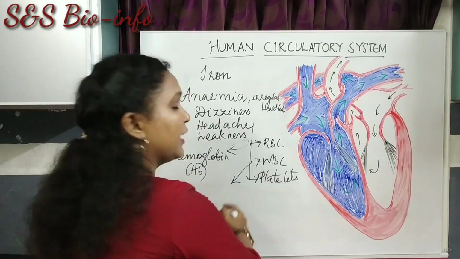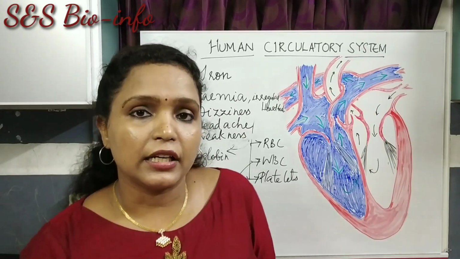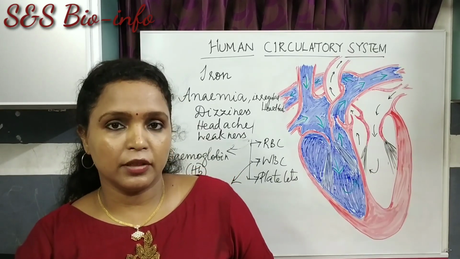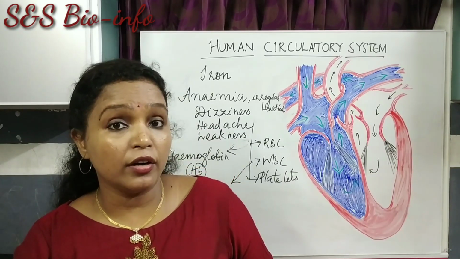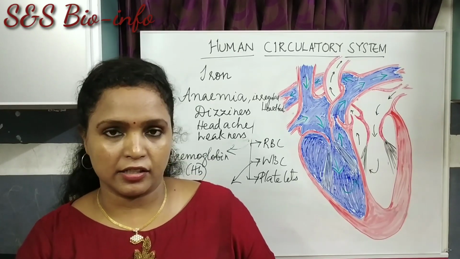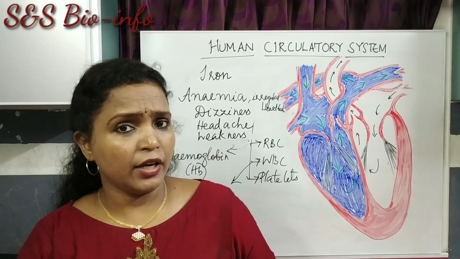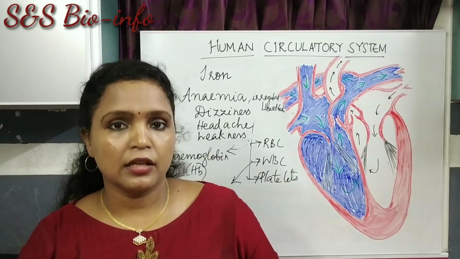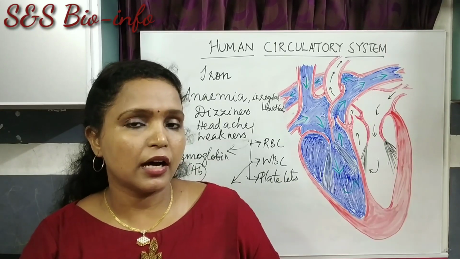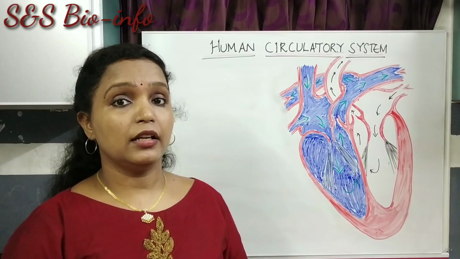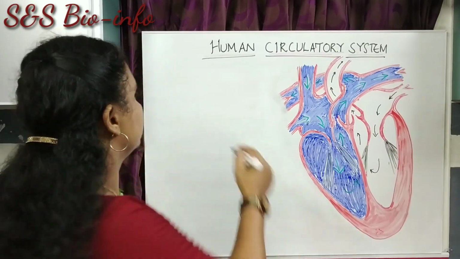Then finally, platelets. These platelets are involved in the coagulation or clotting of blood because several factors that are required for clotting or coagulation are present in the platelets. Then I hope you got an idea about blood and its components, the plasma, the formed elements RBC, WBC and platelets. Secondly, let's learn about blood vessels.